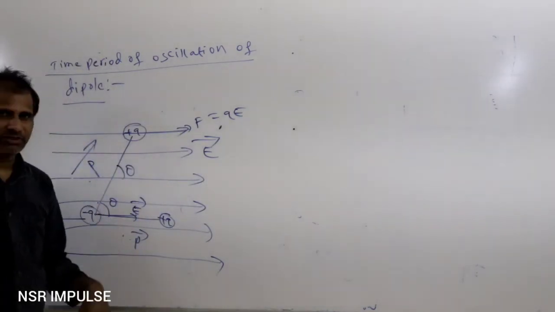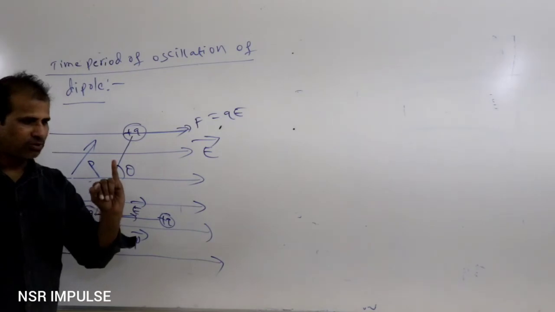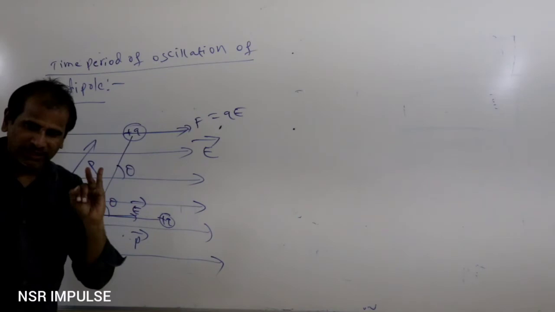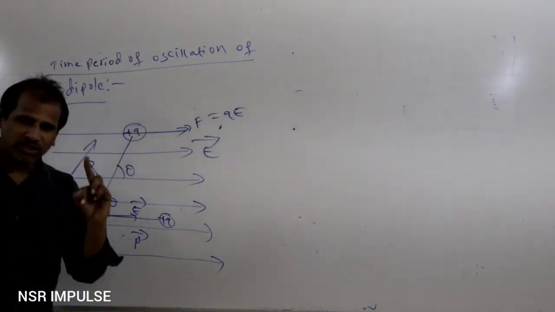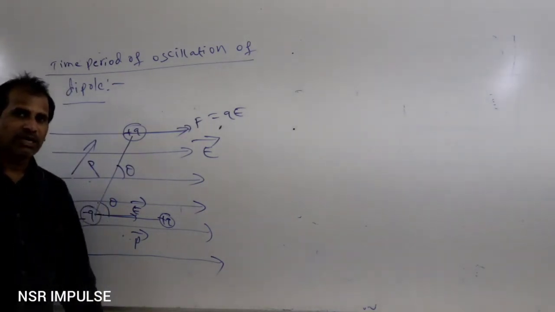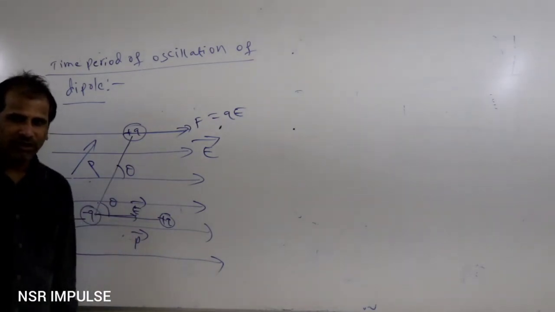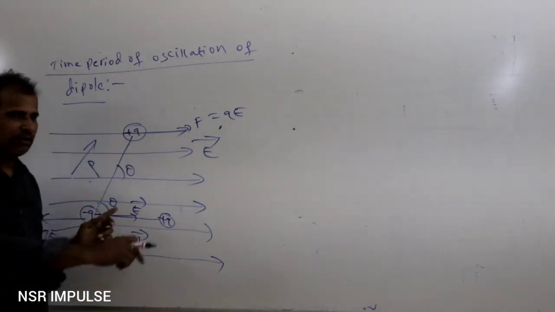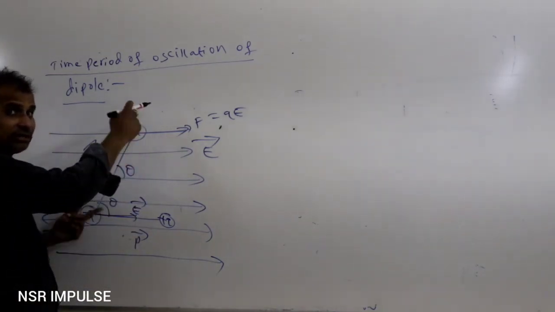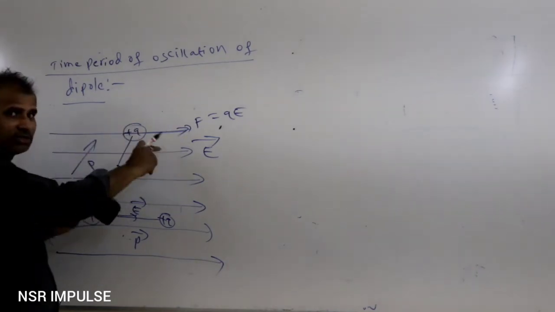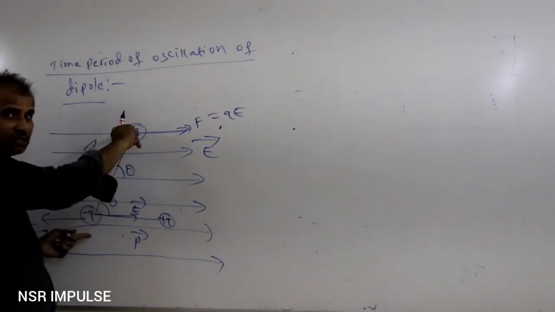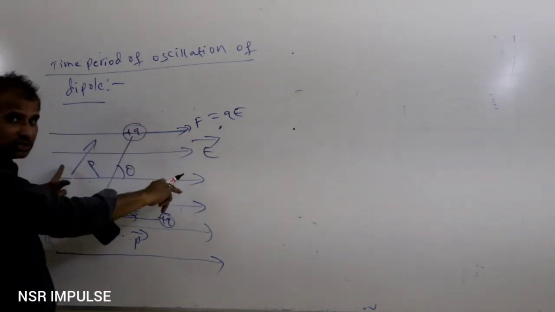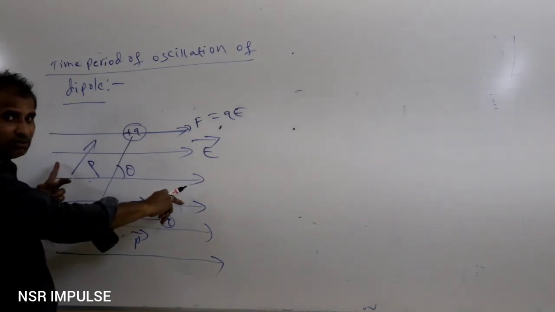What is the meaning of this? The dipole is placed parallel to the electric field. It is displaced by an angle theta. Now in that position the dipole moment P bar makes an angle theta with the electric field. Then the dipole is left freely. Once it is left freely, immediately it experiences a torque, meaning a couple develops on that dipole. It tries to bring the dipole back to its original, stable equilibrium position.